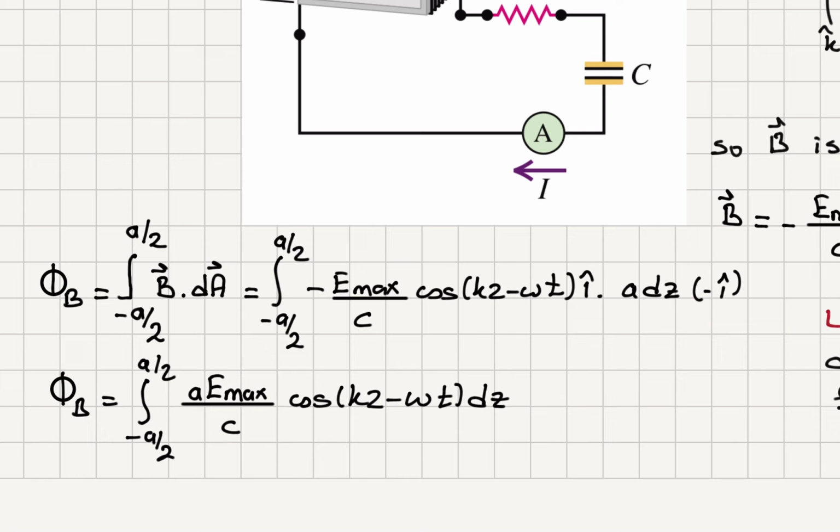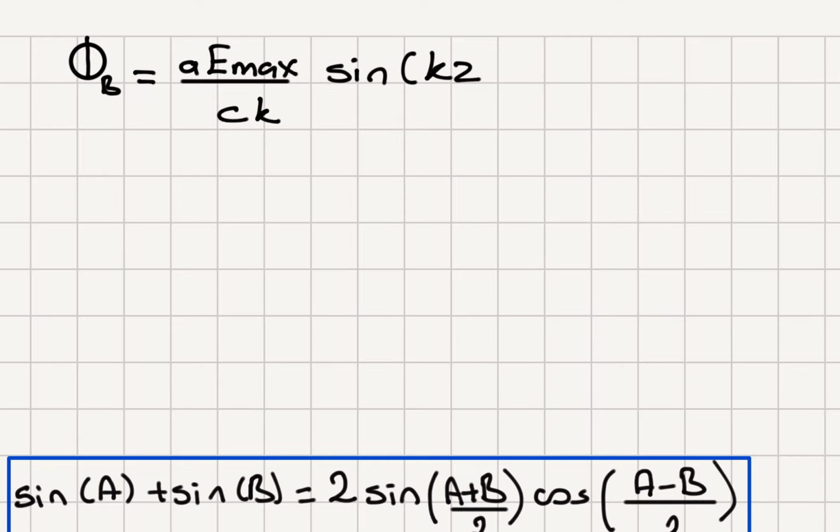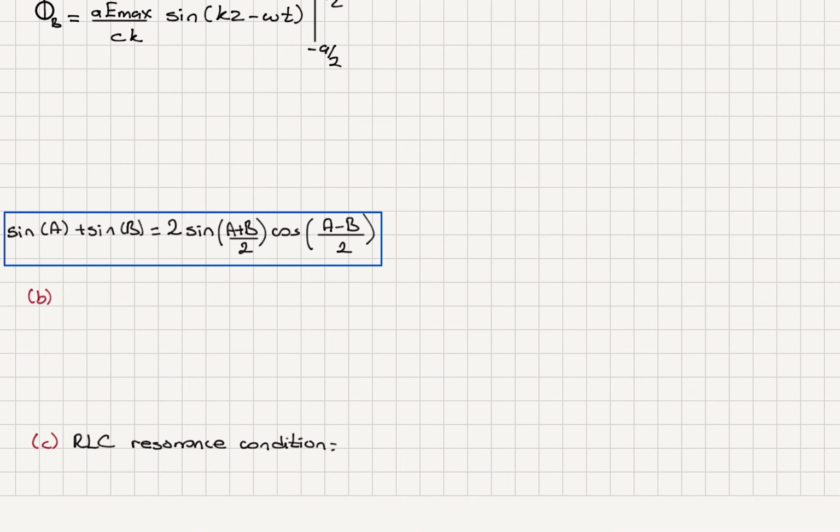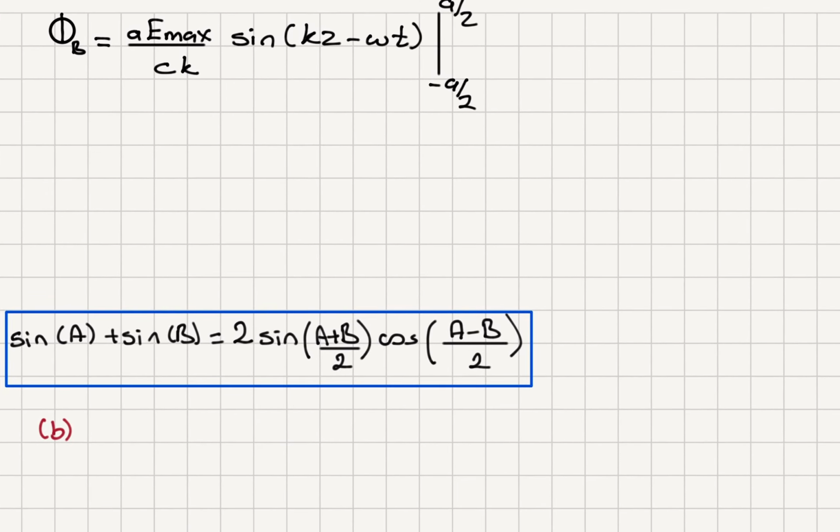Now, the integral of cosine(kz minus omega t) dz will give me 1 over k sine(kz minus omega t). So if I perform this integration here, I will find the magnetic flux phi B is equal to a E max divided by c times k, sine(kz minus omega t), evaluated between z equal to minus a over 2 and plus a over 2. So that's what I have to perform. Now, k times c, where k is 2 pi over lambda, so 2 pi over lambda times c, is actually the angular frequency.